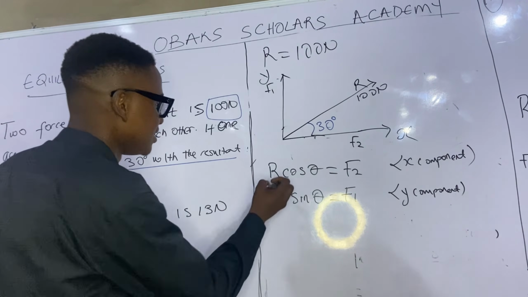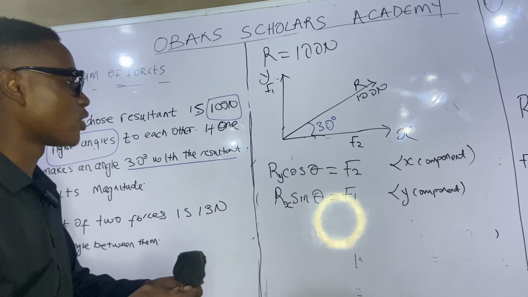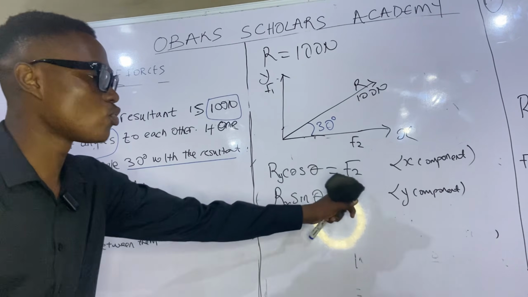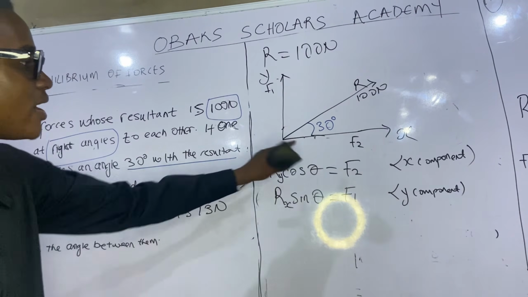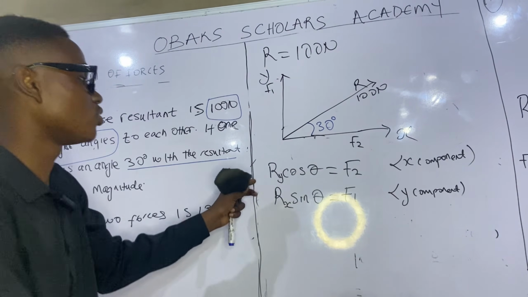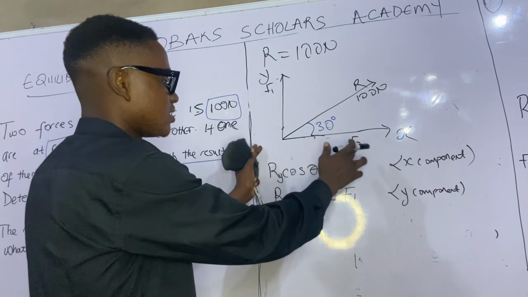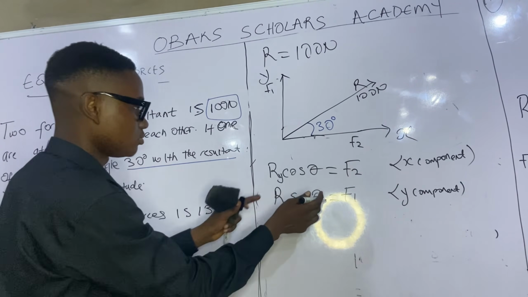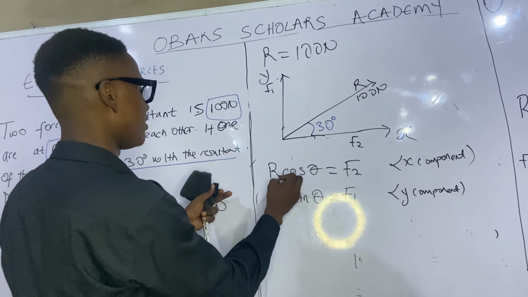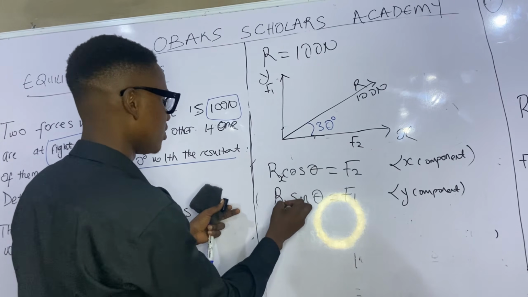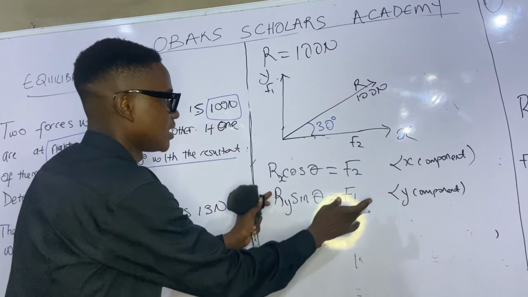You can write it as Ry and Rx to signify that this one is for the vertical axis and this one is for the horizontal axis. Since we are looking for F2, we use the formula for the x component, the horizontal axis. Sorry, this should be Rx, and this should be Ry. So this is the horizontal axis, and this is the vertical axis.